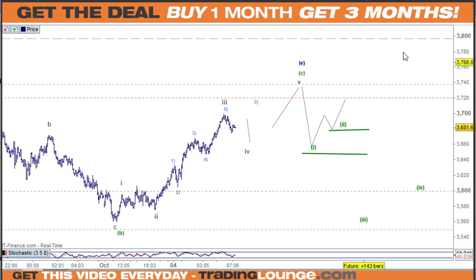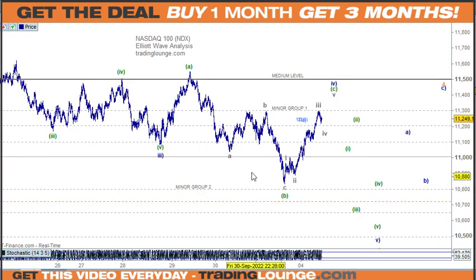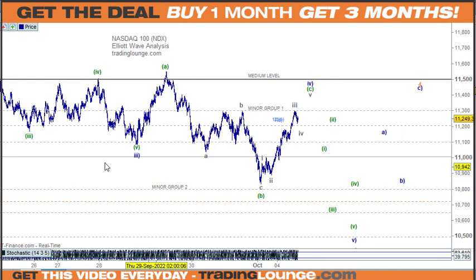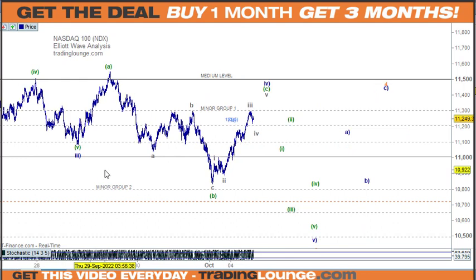So that's that. Let's cruise into the other one. So we've got the NASDAQ here. The NASDAQ has been much weaker than many other markets. It's had a deeper bear market than the S&P. But in this case, we'll look at it the same, as well as wave A here.